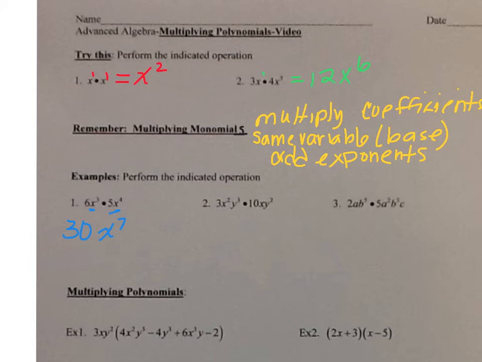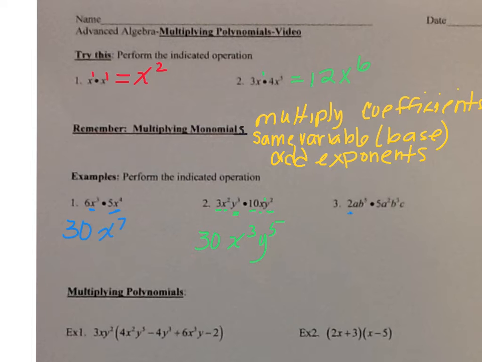All right, next one. We have 3x squared y to the third times 10xy to the second. So we have 3 times 10 is 30. X to the second times x, that's really a 1 there, remember, because no exponent. So that's x to the third. And y to the third times y to the second, 3 plus 2 is 5, so that's y to the fifth.